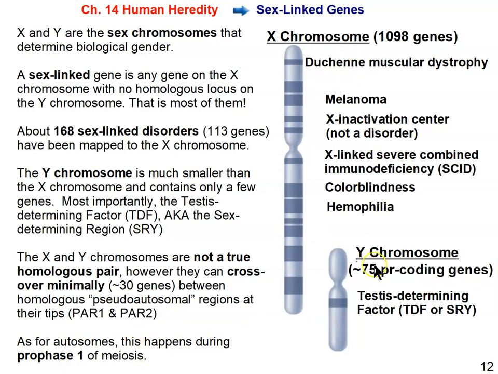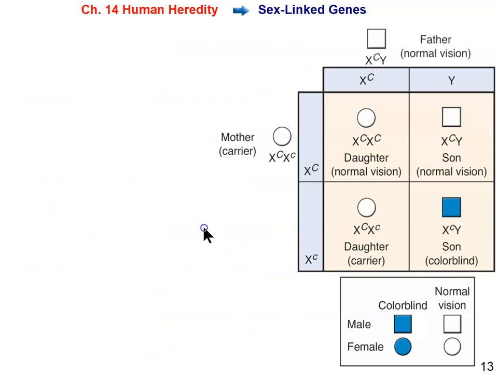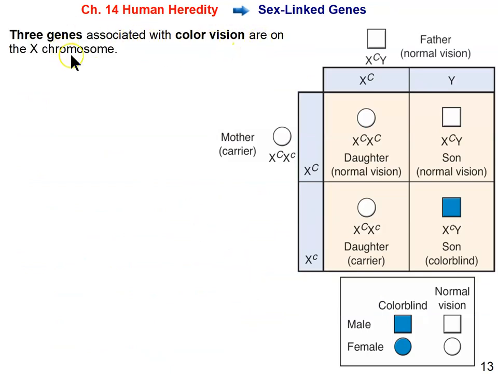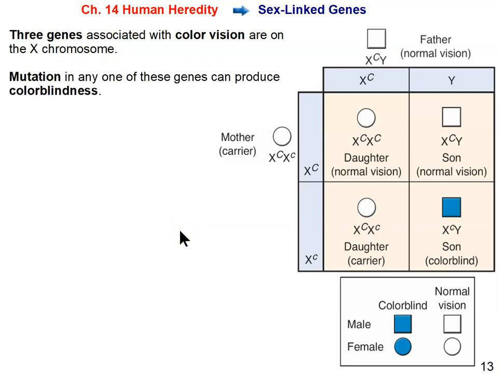The last thing to point out before we move on is that we're going to be taking a closer look at some of the X-linked disorders of the 168. We're only looking at a few here, and these are some of the most common ones. We're going to be taking a closer look at Duchenne muscular dystrophy, color blindness, and hemophilia as examples of sex-linked traits. And we're going to start with color blindness. There are 3 genes associated with color vision on the X chromosome, and a mutation of any one of these will cause the different forms of color blindness that we see in the human population.